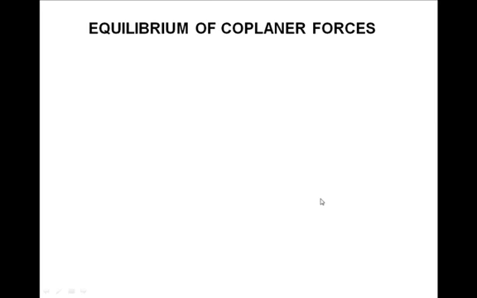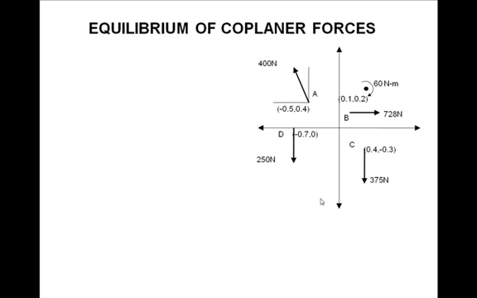Okay. So equilibrium of coplanar forces, let me explain it like this. Let there be a coplanar non-concurrent system, as shown in this figure. There are forces 400 Newton, 250 Newton, 375 Newton, then there is a moment, then there is another 728 Newton at known locations, and the inclination and magnitude, everything, let's say, is known.